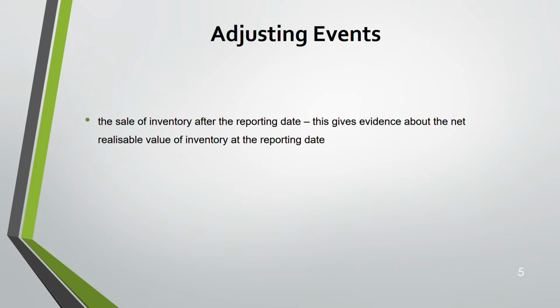Adjusting events are examples like this. I have given you some examples to help. For example, you are selling an inventory after the reporting date. It's an adjusting event. Why? Because it gives evidence about the net realizable value at the reporting date. Don't you have the evidence? What is the net realizable value of the inventory at the reporting date? So if you are selling that inventory after the reporting date, it's an adjusting event because you have the evidence at the reporting date.